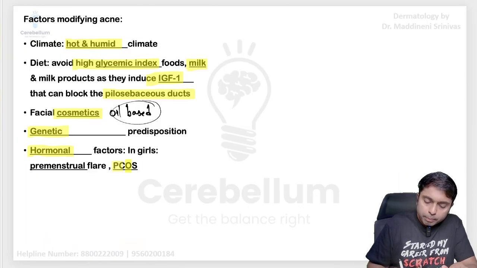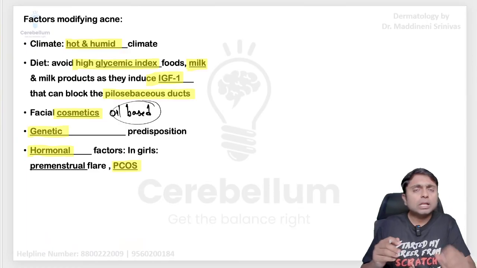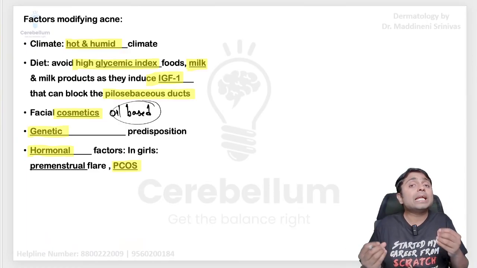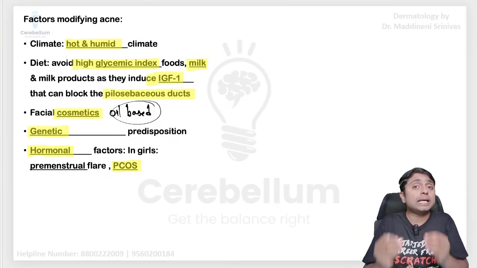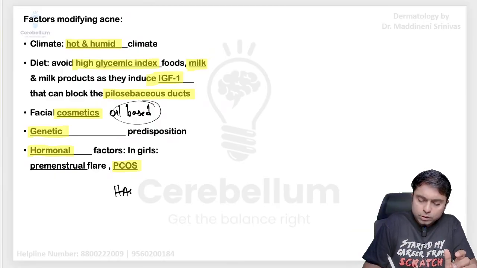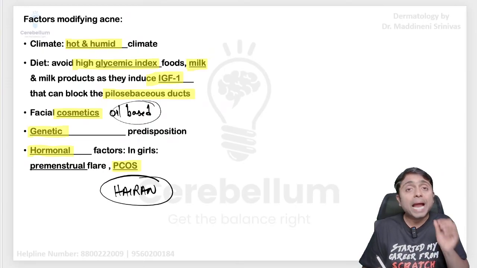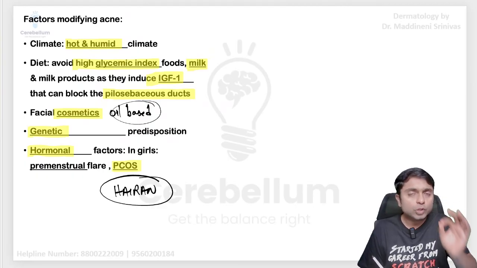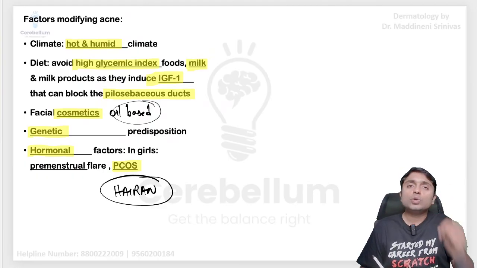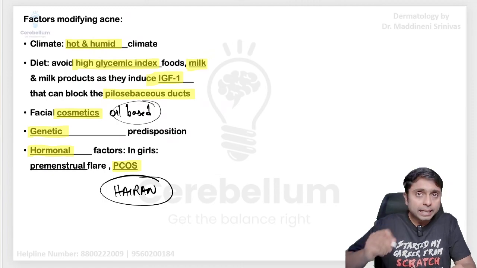And also PCOS, polycystic ovarian syndrome, if you remember, HAIR-AN syndrome: hyperandrogenism, insulin resistance, acanthosis nigricans. In these individuals there is also a possibility of association with acne vulgaris. And if you remember, acanthosis nigricans is also a very important question. If you want me to make a short video on this, please comment acanthosis nigricans in the comment section.